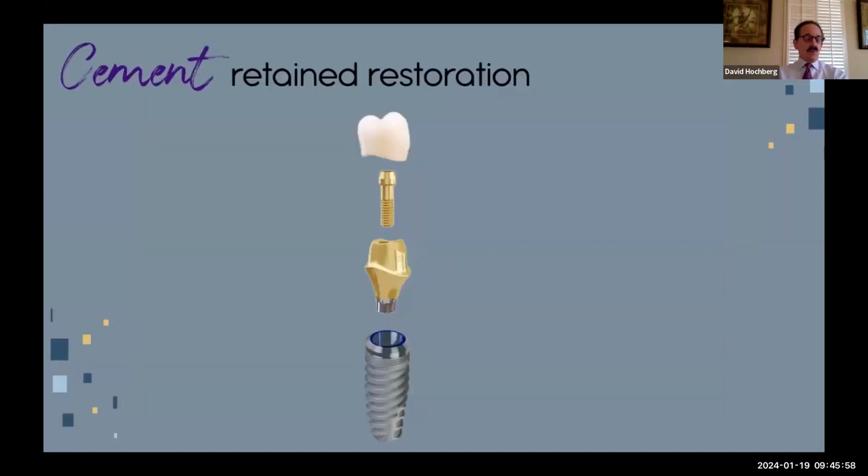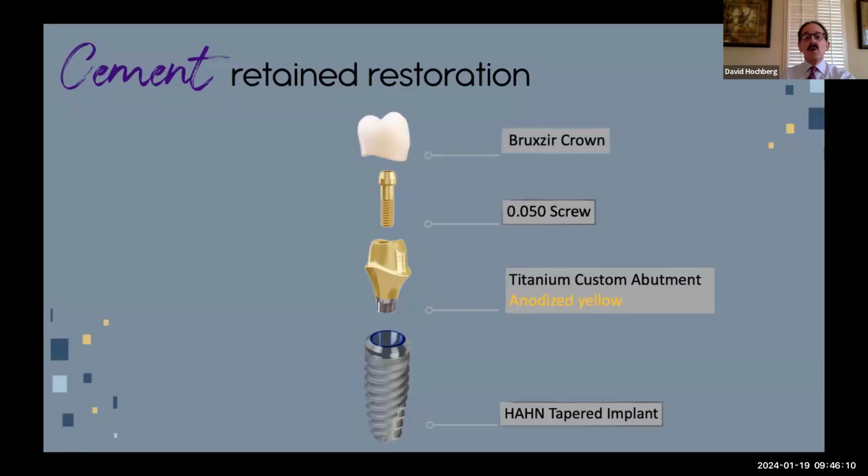Okay, let's do the other option, which is a cement retained restoration. Stacked from the top down, there's an extra component. You have your Bruxer crown, and then your 050 hex. There's your custom abutment. Custom designed with the margin at the crest of the tissue, and you'll add that in your lab slip along with the shade of the crown. And anodize it yellow, and you'll never have a problem with gray showing through. And it'll all secure into the hand tapered implant.